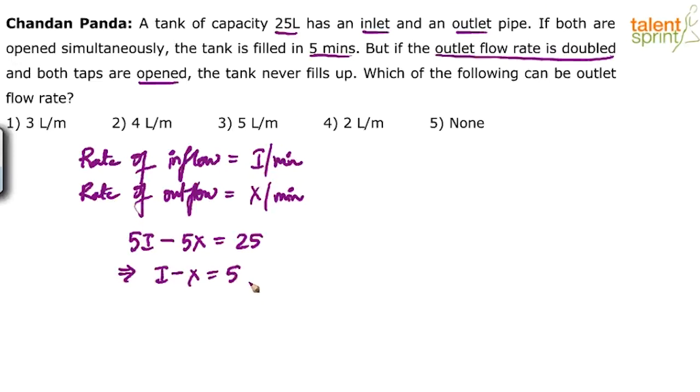If the rate of outflow is doubled, what happens? Then the tank never fills up. Meaning, we have no idea about the number of minutes, but inflow is, let's say, I, and outflow is 2X, since the rate is doubled. In 1 minute, you will fill I liters, and in 1 minute you will remove 2X liters. So if outflow is double and both taps are open, the tank never fills up. So basically, the question here is that I minus 2X should be less than 0.